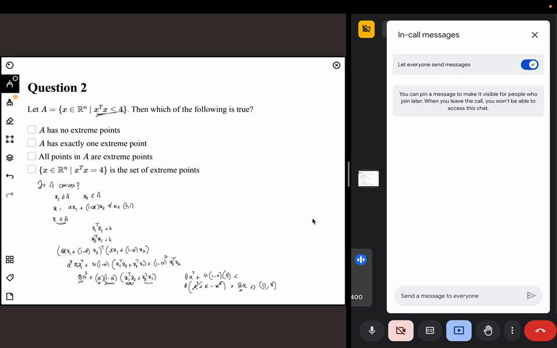This is actually a sphere. If you see x transpose x, in R2 this will essentially be x1 square plus x2 square less than or equal to 4. This will be a circle. In R3, this will be x1 square plus x2 square plus x3 square less than or equal to 4, so this is a sphere. A sphere or circle, whichever one you consider, is not a polyhedron, but it is a convex set. You can consider any two points, and a linear combination of any two points will always fall inside it.